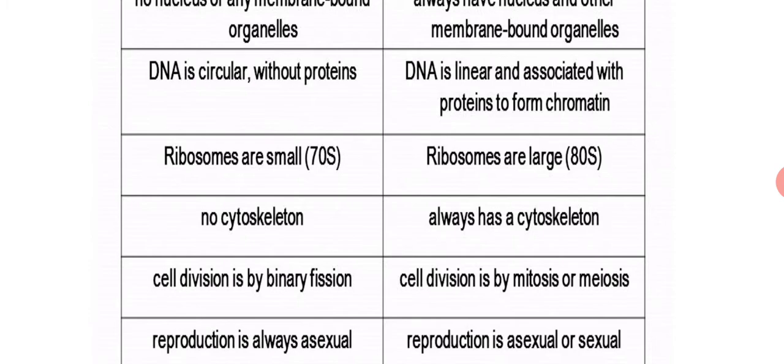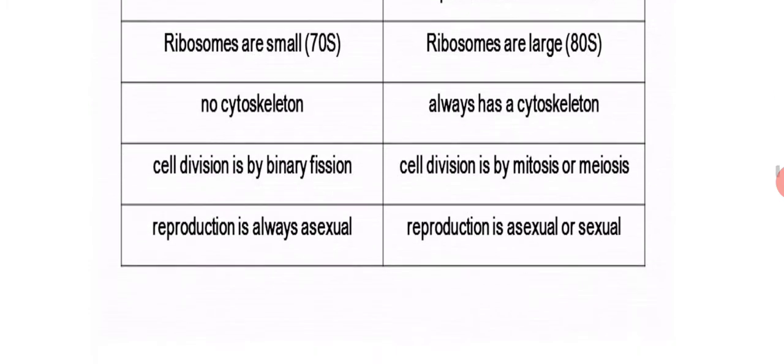Cell division is only by binary fission in prokaryotes, while cell division is by mitosis or meiosis in developed eukaryote cells. The reproduction is always asexual in prokaryotes, while reproduction is asexual or sexual, or both types are found in the eukaryotes.